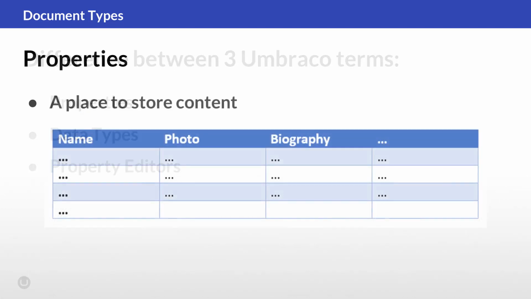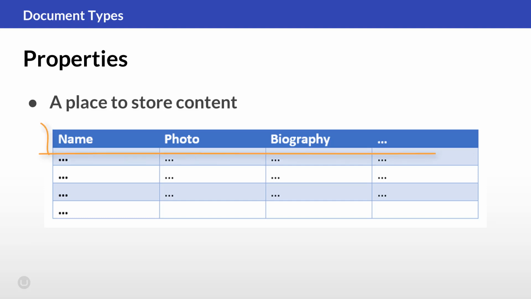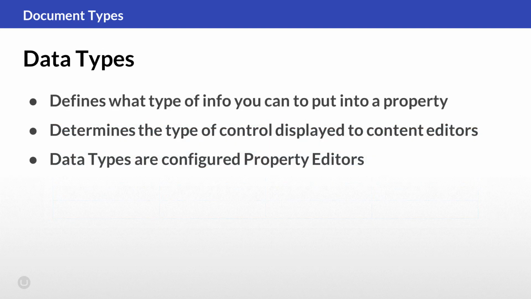Let's start with properties. Simply put, they are a place to store content that can be referred to and outputted on the front end of a website. To visualize a property, let's go back to our analogy example with the employee. A property could be one of the fields here at the top, like name, photo, biography, etc. Giving the property a name that's easy to understand is very important, as it helps your content editors to know what kind of info needs to be added to the property. So be descriptive.